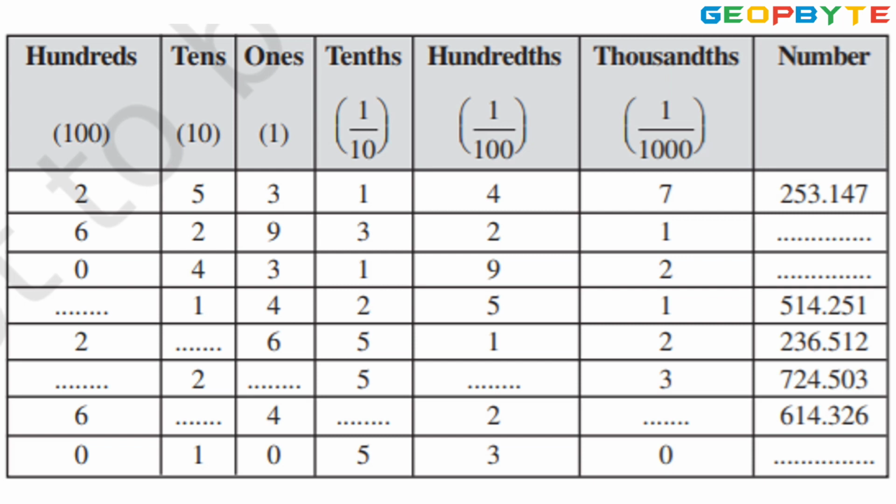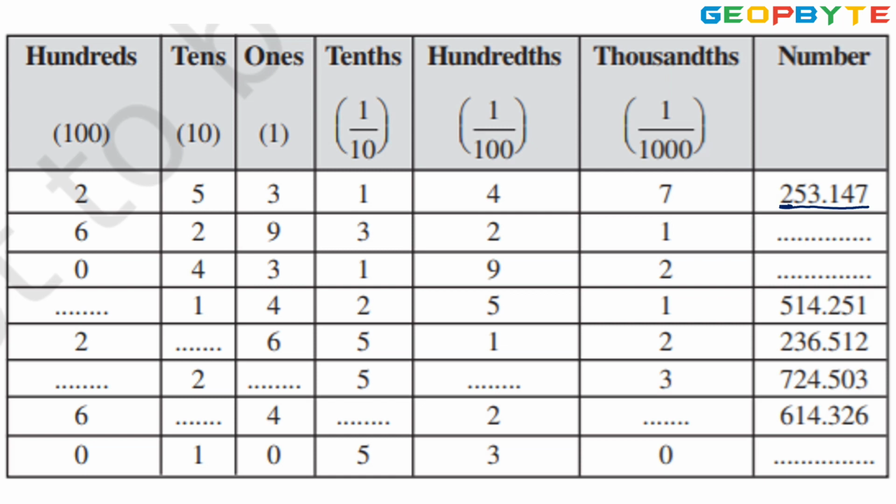Look at this table. We are having hundreds, tens, ones, tenths, hundredths, thousandths, and we are representing a number. These are the columns. Here we are having one number, that number is 253.147. Here 253.147 is a decimal number. First we consider this is a decimal point, and 3 is at ones position, 5 is at tens position, 2 is at hundreds position. So we need to write the 2 at hundreds position. Next, 5 is at tens position and 3 is at ones position.